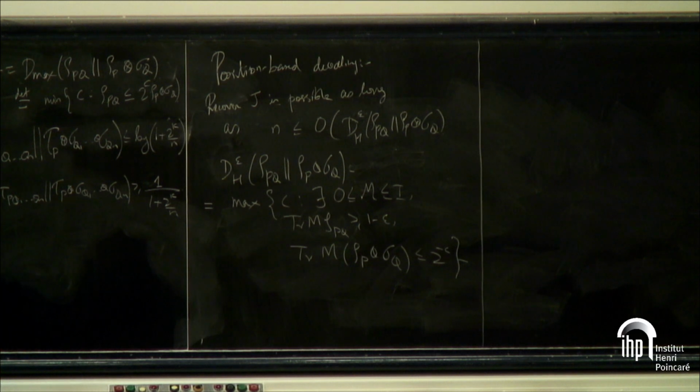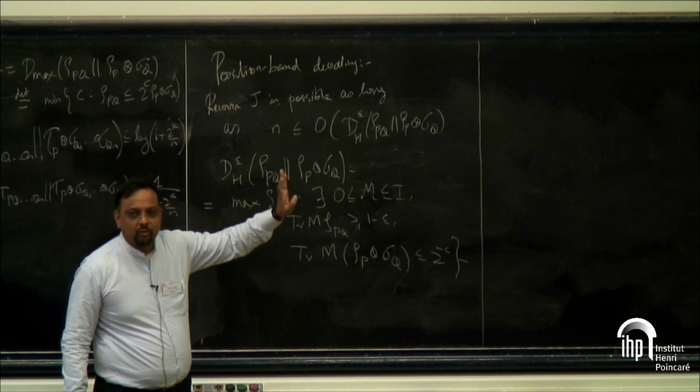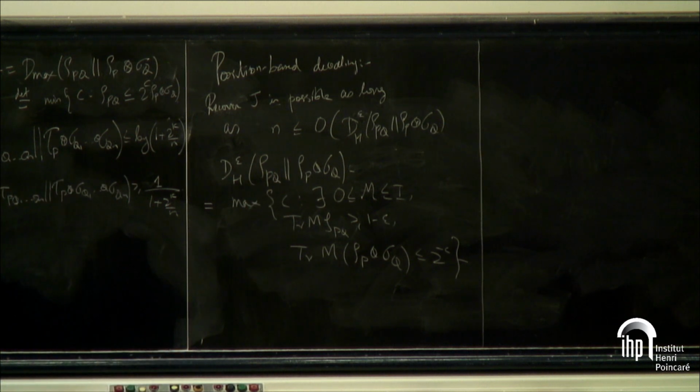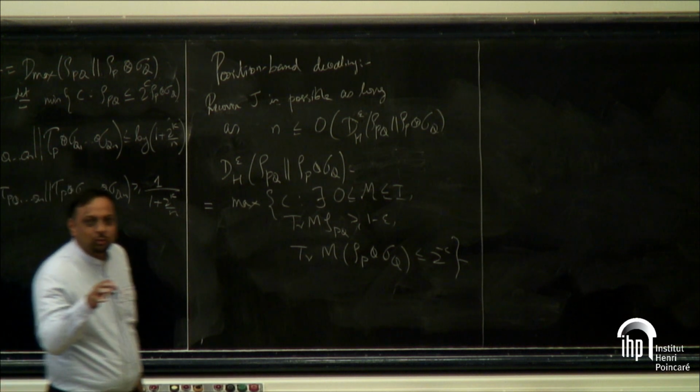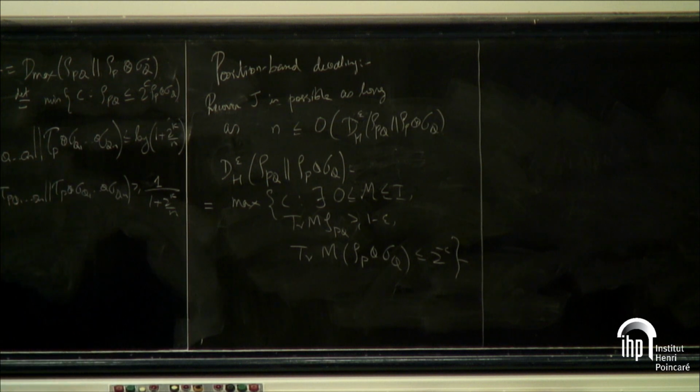What's the quality of recovery of j? With what error? Order epsilon, or epsilon square. That's the probability of error. Sorry, order square root epsilon, actually.